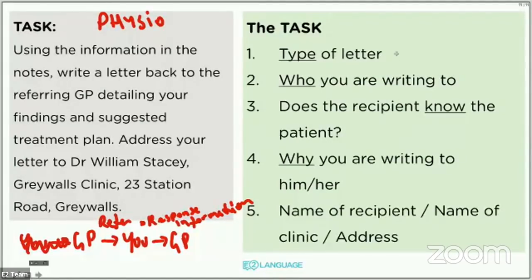So type of letter, well, it's like a response or a follow-up. A follow-up. This would be a nice way to do it. Whoops, sorry, food. Must be hungry. Follow up.